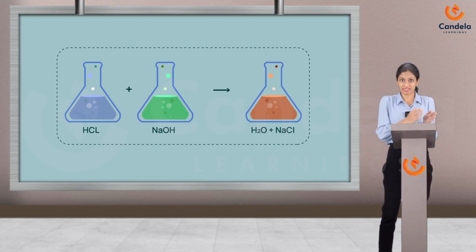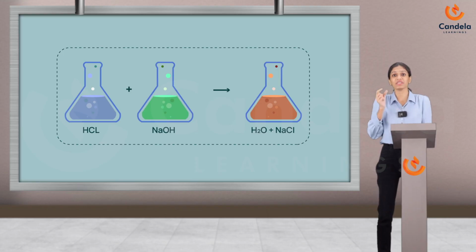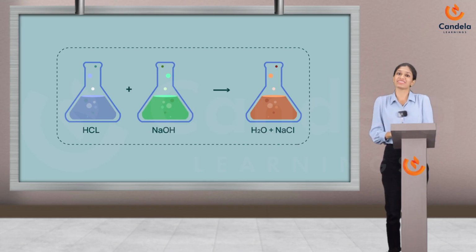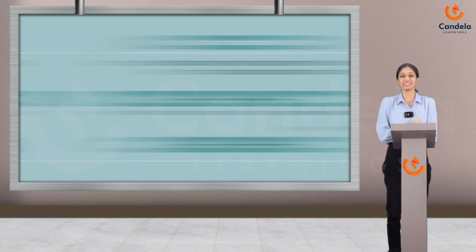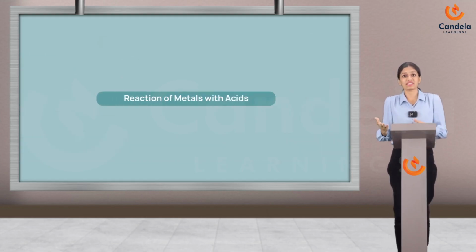When an acid reacts with a base, we will be getting a salt and water. This reaction is known as a neutralization reaction. In a neutralization reaction, the effect of the acid gets nullified by the base and vice versa. This is one of the chemical properties of acids and bases. Now what are the other chemical properties of acids and bases? Let's explore together.